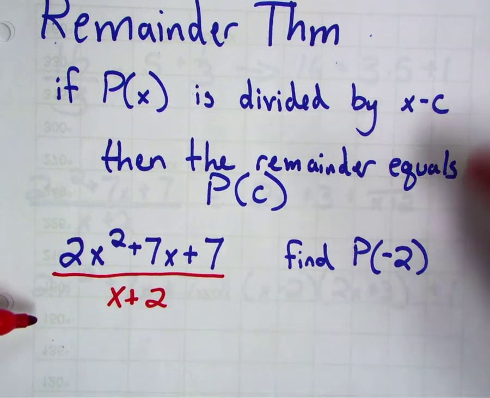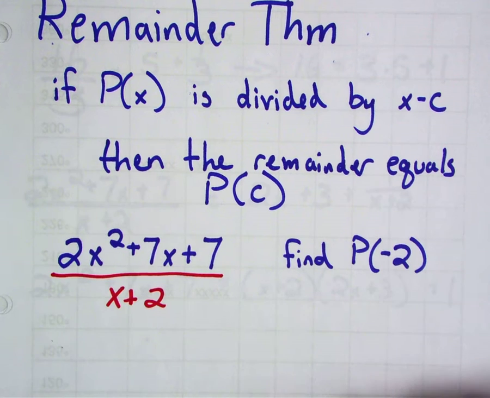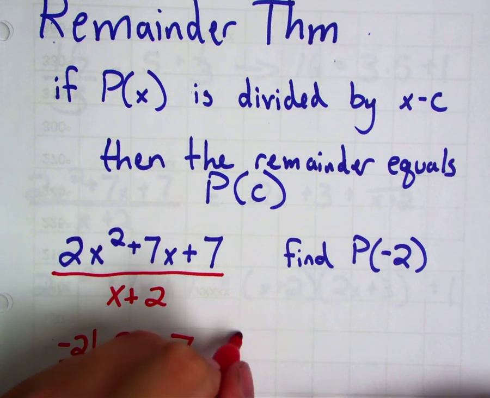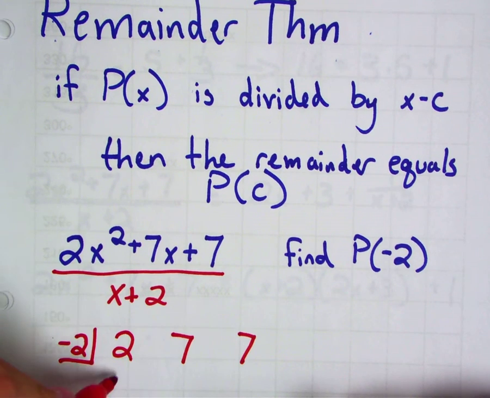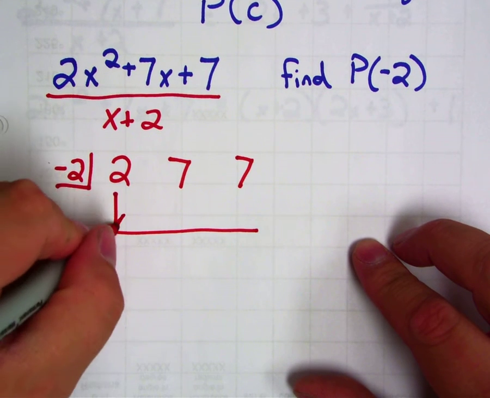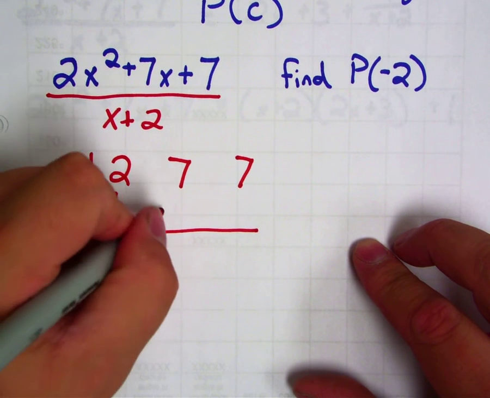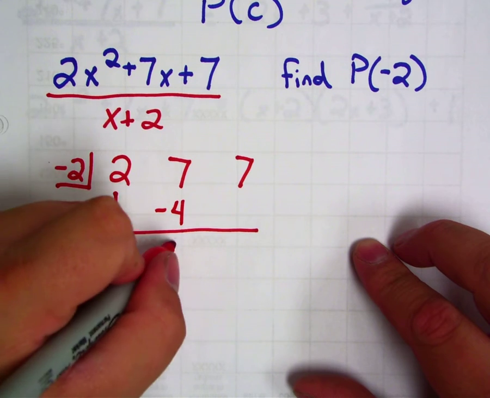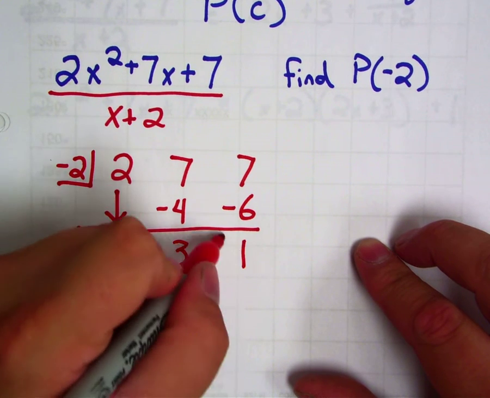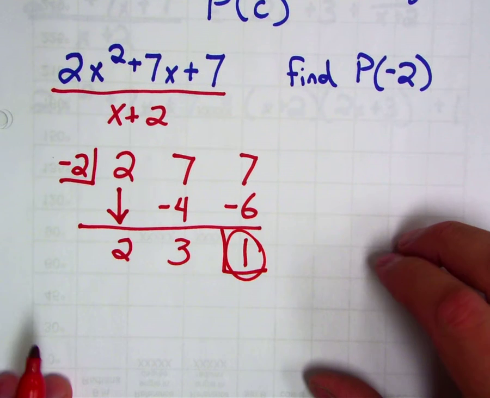And because these are always going to be these nice linear factors, we're going to use synthetic division. So negative 2 goes in there, and then we write down our coefficients. And we're going to go ahead and do synthetic division. So we'll drop the 2 down, multiply, add, multiply, and add. And that last term is our remainder.